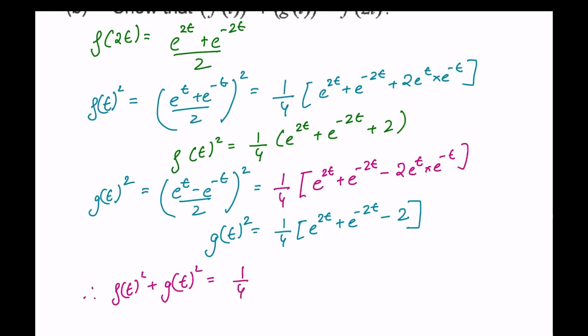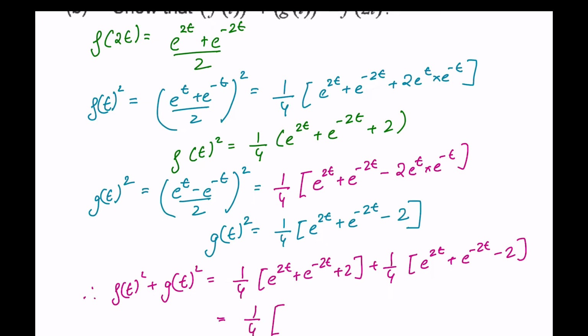This would be 1/4 (e^(2t) + e^(-2t) + 2) + 1/4 (e^(2t) + e^(-2t) - 2), divided by 4. So let's take out 1/4 as common. So we will have e^(2t) + e^(-2t) + 2 + e^(2t) + e^(-2t) - 2.